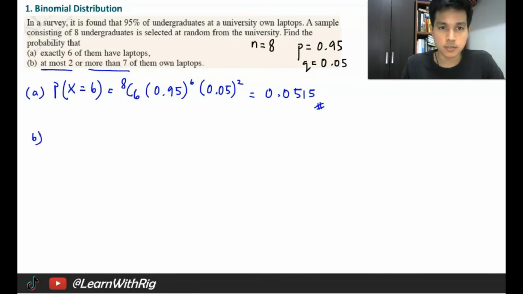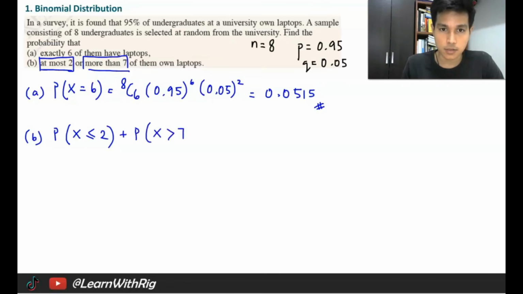So what is this? That means you're finding the probability of at most 2. That means maximum 2, right? At most means maximum. So that means it must be 2 or less, correct? Because the maximum is 2. So you're finding the probability of 2 or less, less than or equal to 2. Okay, that's the first part here. Or it says more than 7. So that means the second probability is x is more than 7.